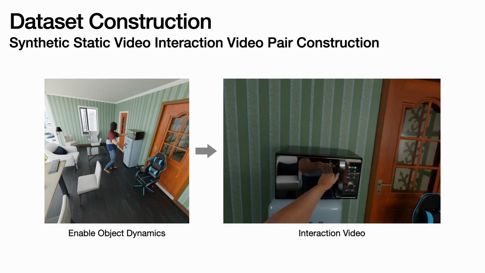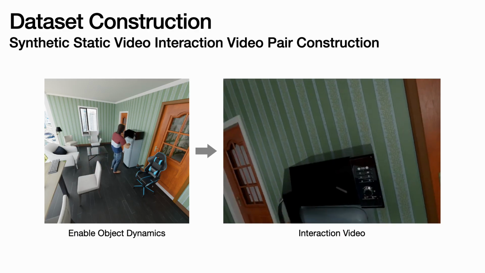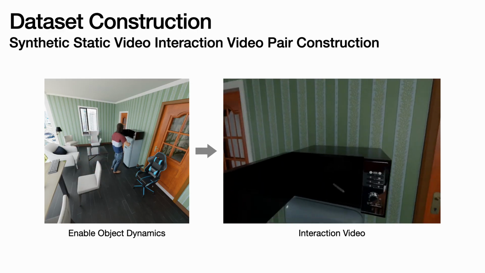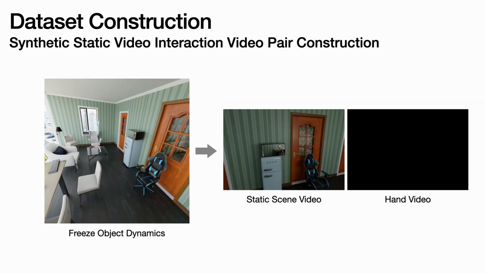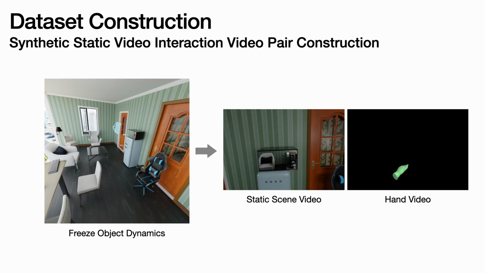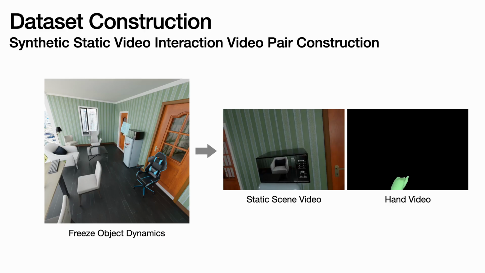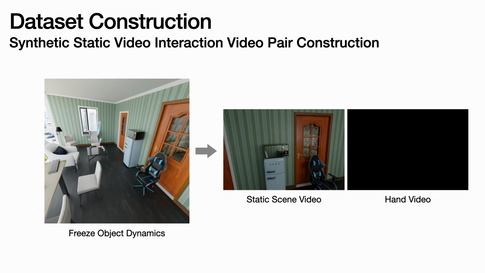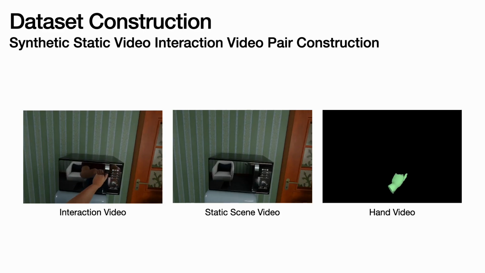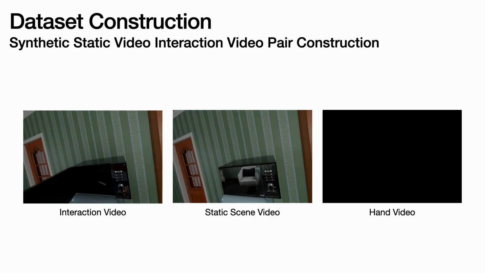For the interaction video, we enable object dynamics. The person acts in the scene, and objects respond to the action. This produces the target video, where both camera motion and interaction-induced scene changes are visible. To construct the static scene video, we replay the same camera trajectory, but freeze the object dynamics. This gives us a video with the same egocentric camera motion and the same background scene, but without the action-induced changes. We also render the hand video separately. The result is an aligned triplet. Because all three are rendered under the same trajectory, the supervision is precisely aligned.